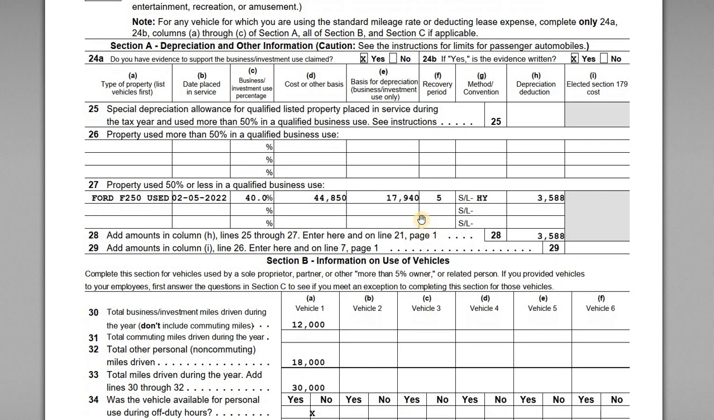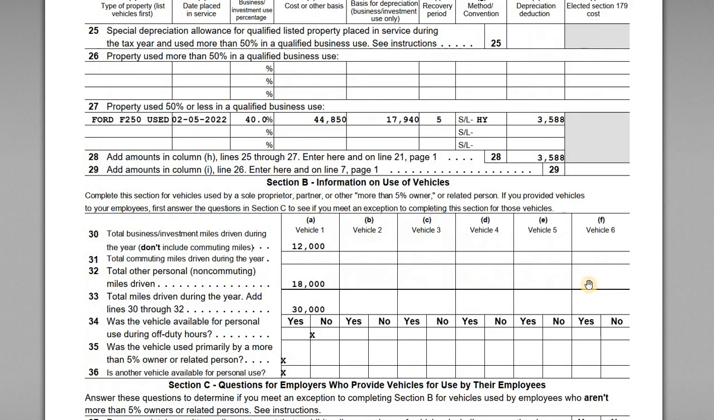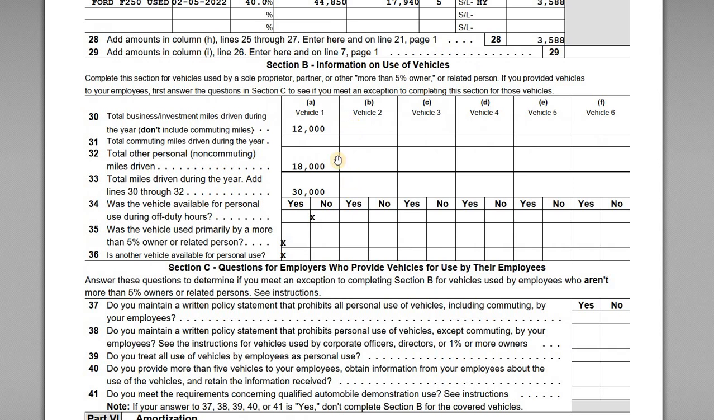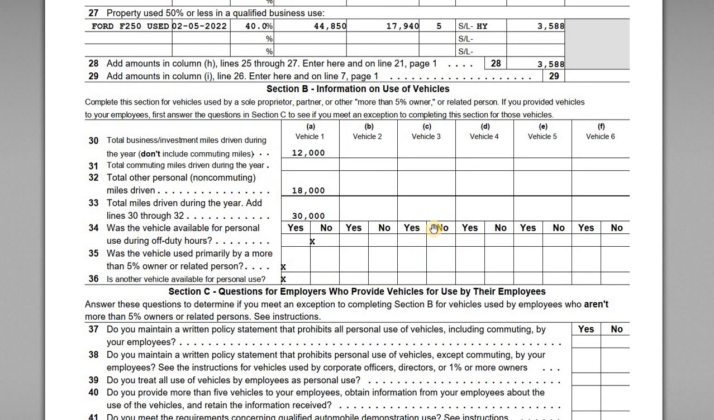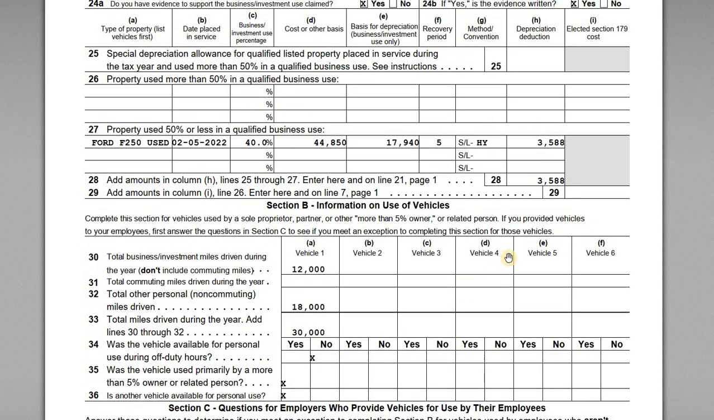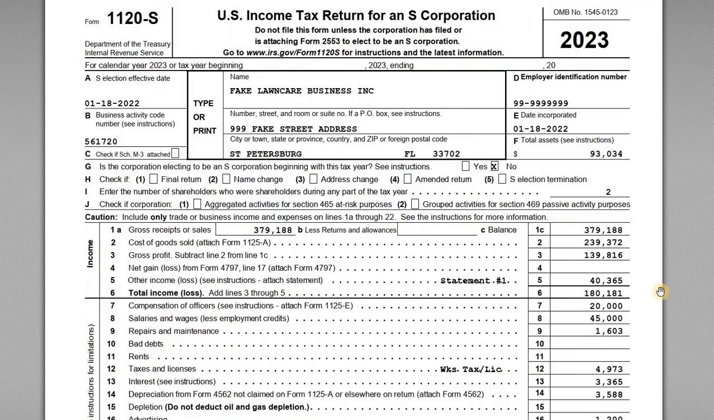The basis for depreciation now is $17,940. Now, with $17,940 of depreciable basis over a 5-year recovery period, the straight line depreciation on this amount is now $3,588 for the period. And we've also included the relevant information here for Section B: the amount of business miles driven, personal miles driven, and the total. So that confirms our 40% business use. And so the net effect here is our depreciation deduction for this property is the $3,588, but we also have an income inclusion of that $40,365.